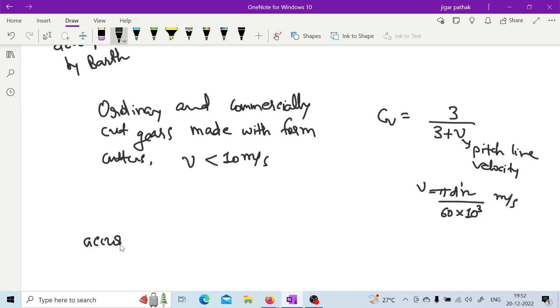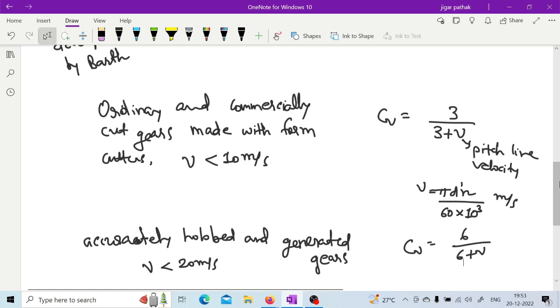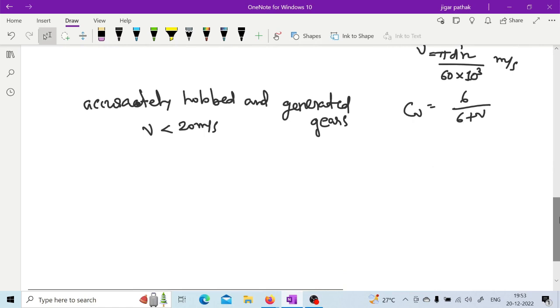Once you have an idea about this, we can go for the next case where the teeth are accurately hobbed and generated, and the pitch line velocity is less than 20 meter per second. For that, the velocity factor is considered as 6 upon 6 plus V. These are all based on experiments, so they have established these empirical relations that with this condition we can consider the velocity factor as 6 upon 6 plus V.